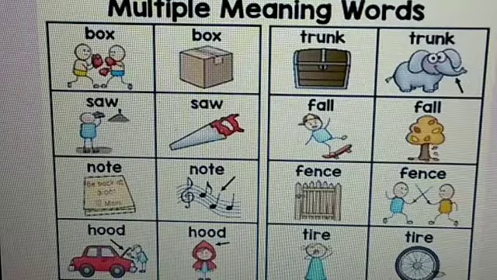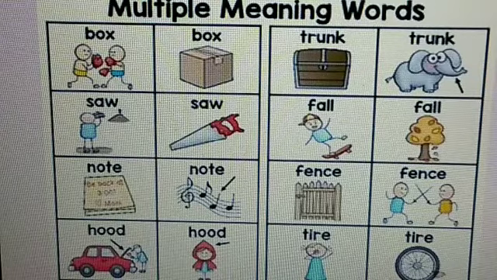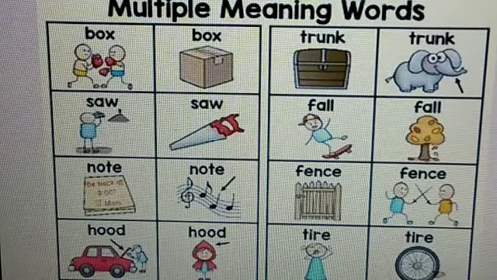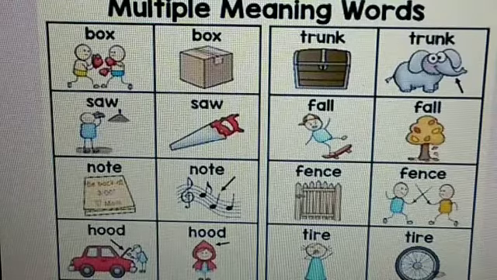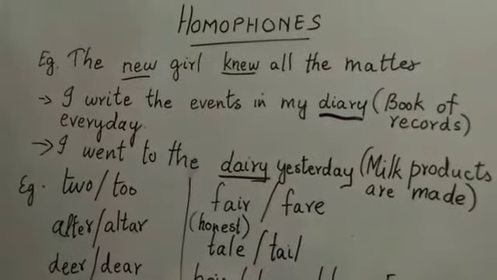Next one, tire. This girl is tired. Okay, tire. Next one is T-I-R-E. That is American English for T-Y-R-E, tire. Okay. We shall see some examples on the board.